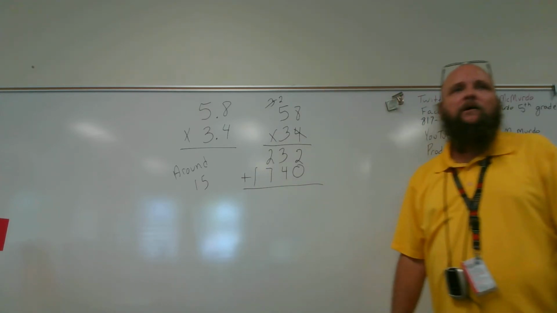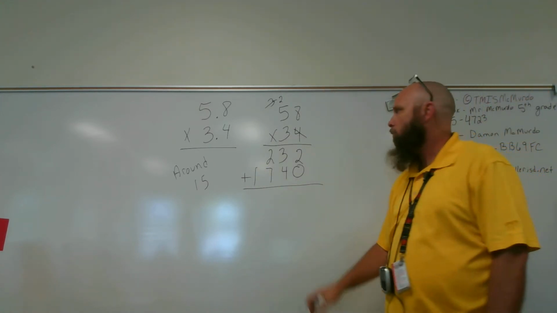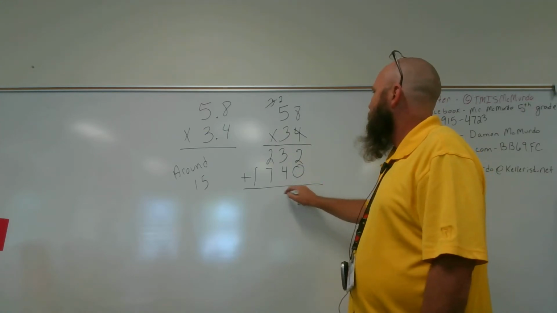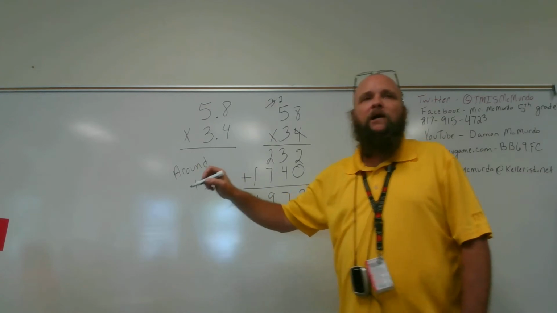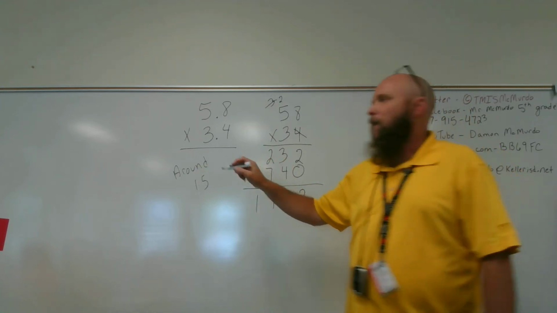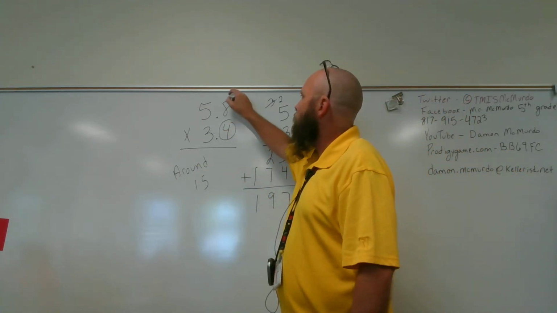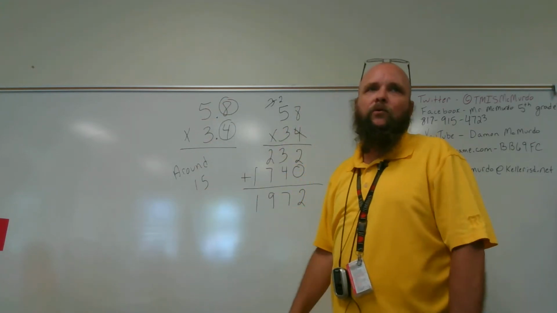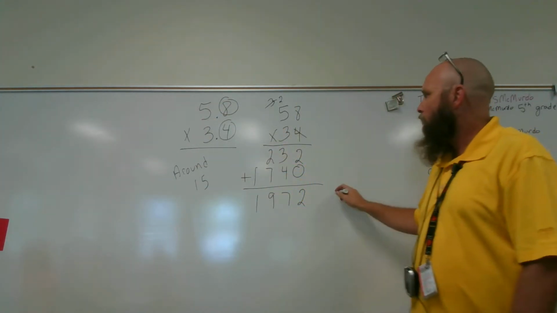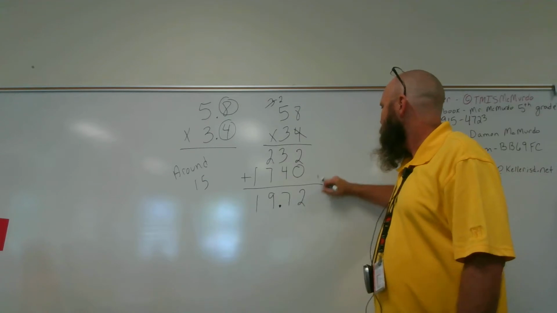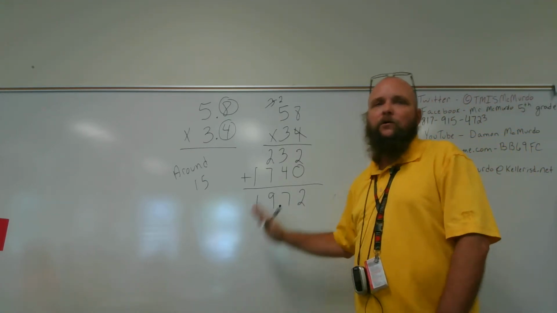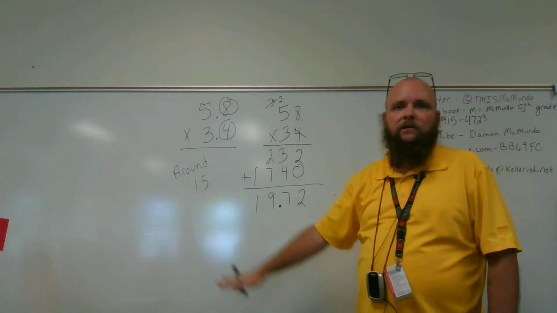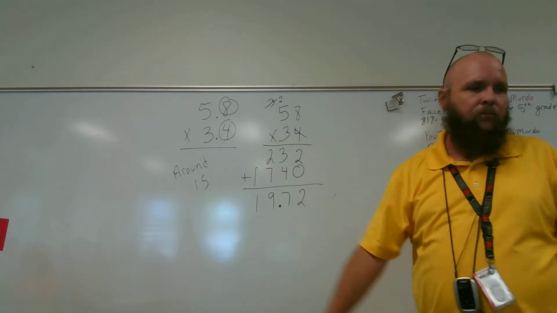I find the sum of those two products. I get a 2, I get a 7, I get a 9, I get a 1. I go back to my problem. I count there are two numbers behind the decimal point in the problem. There needs to be two numbers behind the decimal point in the product. So this estimating again is important.